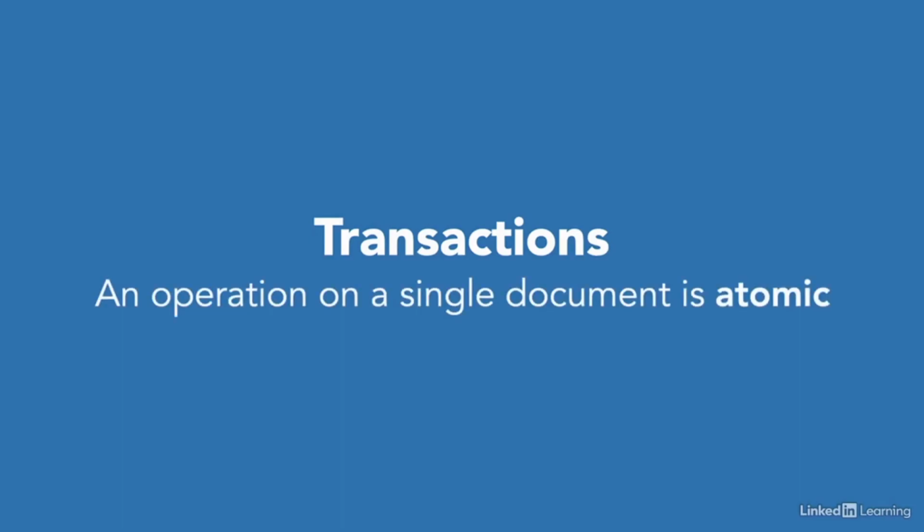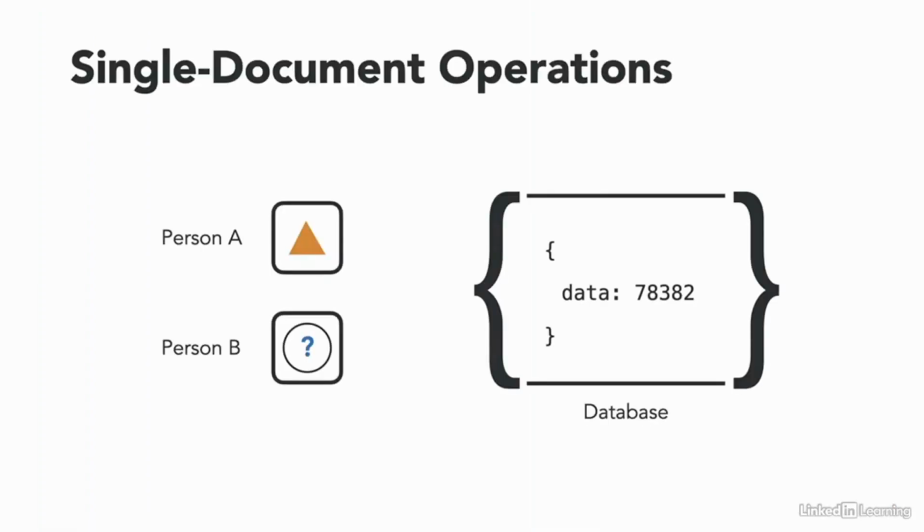In MongoDB, an operation on a single document is atomic. If person A issues a command to change some values in a document and person B issues a command to read the same document, there are 2 things that can happen. Either the read will happen before the document is changed, or the read will happen after the document is changed. You will not receive the document with partial changes.